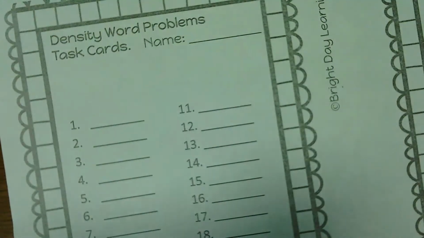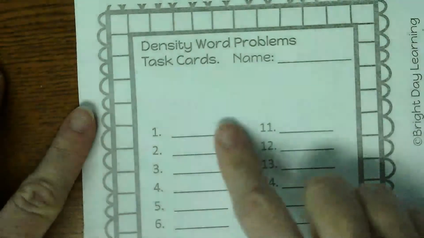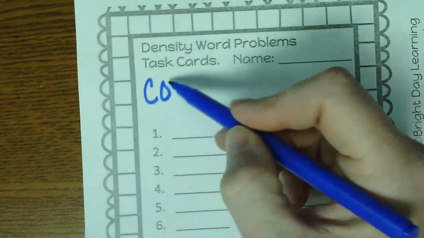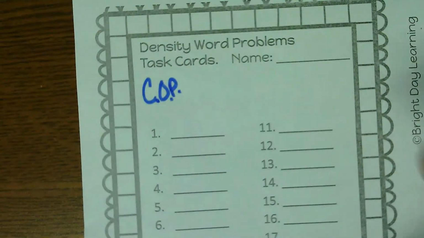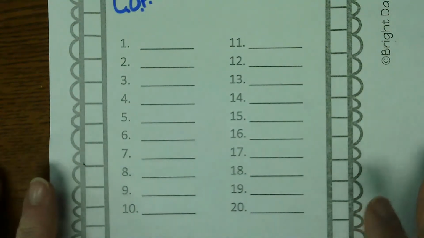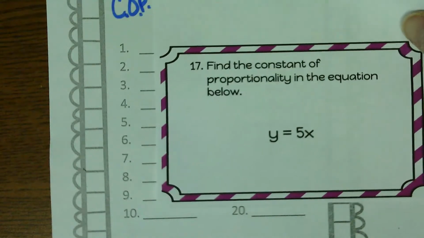Good morning, everyone. Today in math class, we are going to work on a rotation that's all about constant proportionality. So you are going to get an answer sheet, and it's going to look like this. There are going to be 20 task cards. Those task cards are going to be at your desks or tables in your center bins, and you are going to see problems that look like equations.